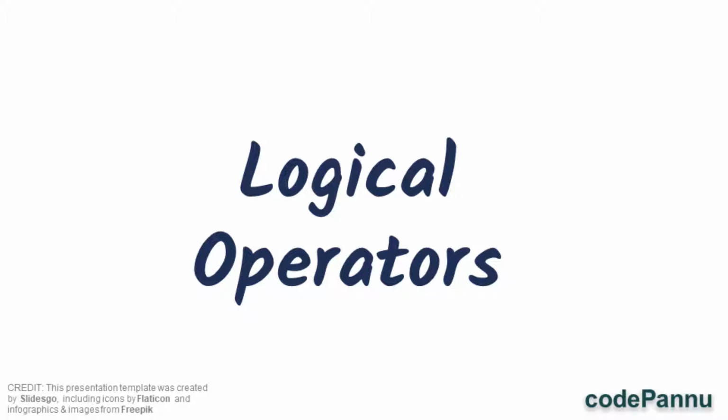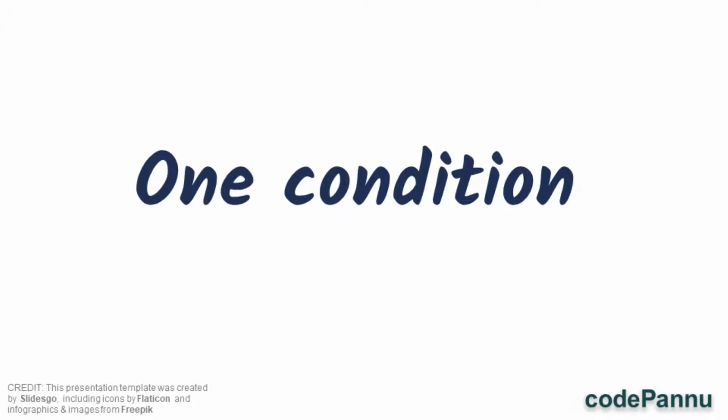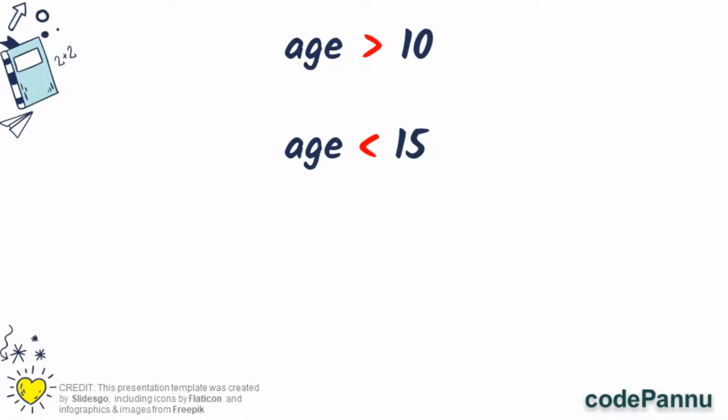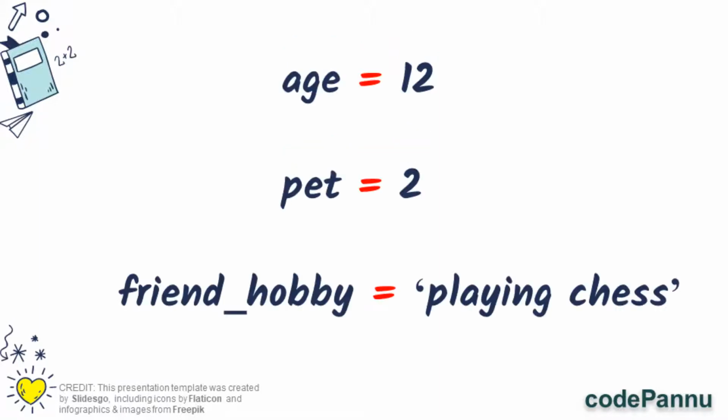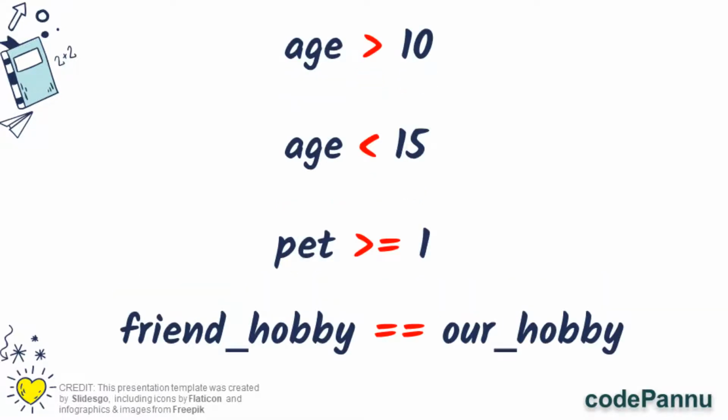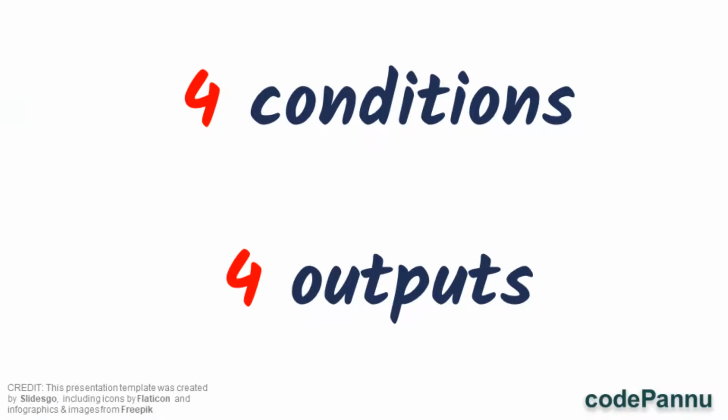When we were asking conditions in our previous set of videos, we asked one condition at a time, correct? We checked if age is greater than a value which we gave, or if age is less than a particular value. We also checked if hobby is equal to a string like playing chess or playing with Legos. For each condition, we wrote a print statement to get the Boolean value. So if we have four conditions, we wrote four statements and got four outputs.